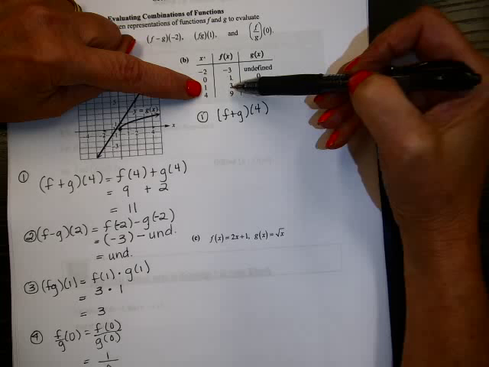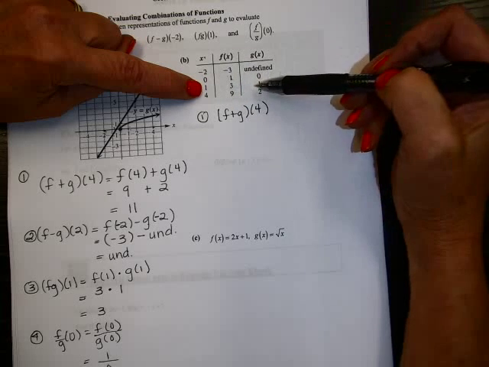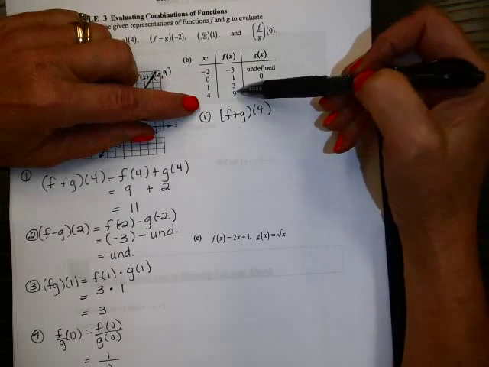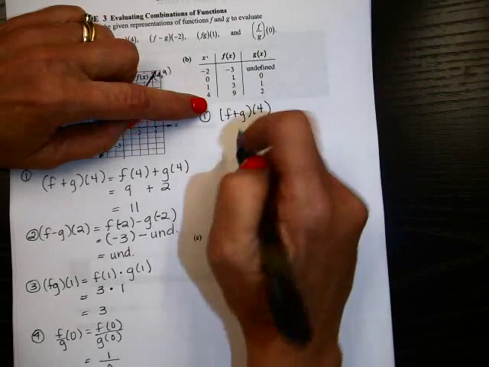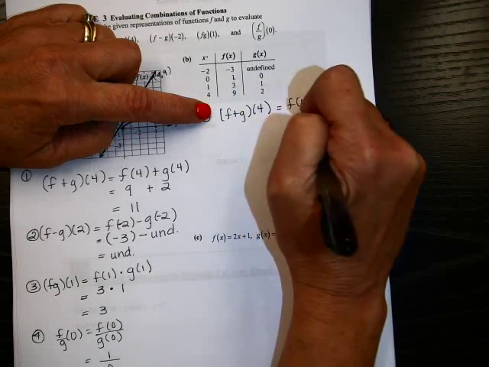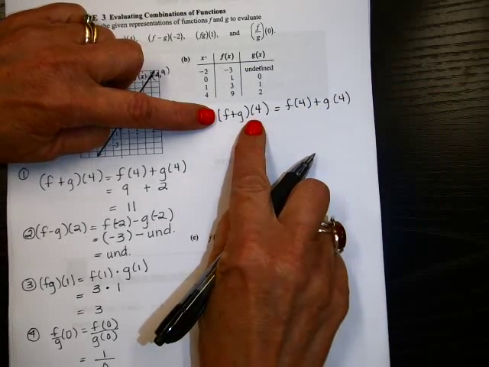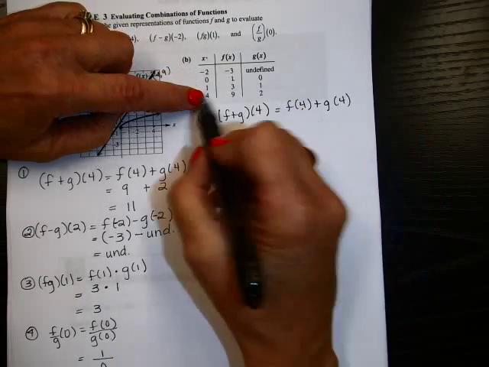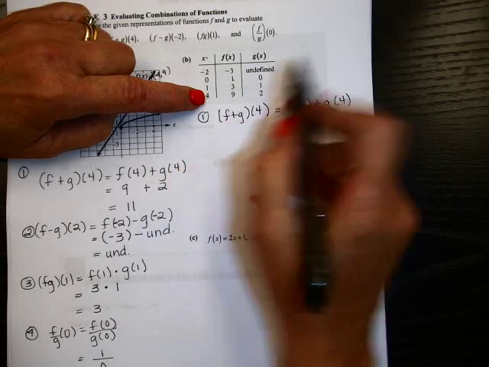When x is 1, then y is 3 on the function f. If x is 1, the y that goes with it on the function g is 1. So it's just like the graph. These are your y's here that go with the x. So I want f of 4 plus g of 4. F plus g of 4. So I go to where x is 4, f of 4 is 9, g of 4 is 2.